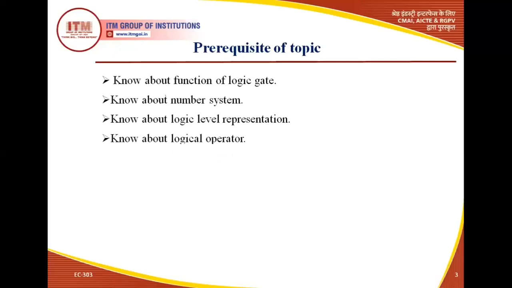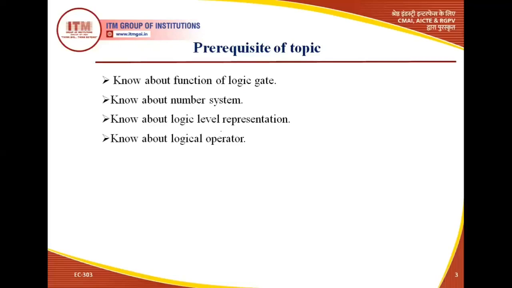So before starting the topic, you should know about the function of logic gates. That means AND gate, OR gate, NOT gate, NAND gate, XOR gate and XNOR gate. So you should be aware of the functioning of these logic gates. That means the function of AND gate, OR gate, NOT gate, NAND gate, XOR gate, NOR gate and XNOR gate. Then you should also be aware of the number system and conversion of one type of number system into another type of number system. Also know about the logic level representation.